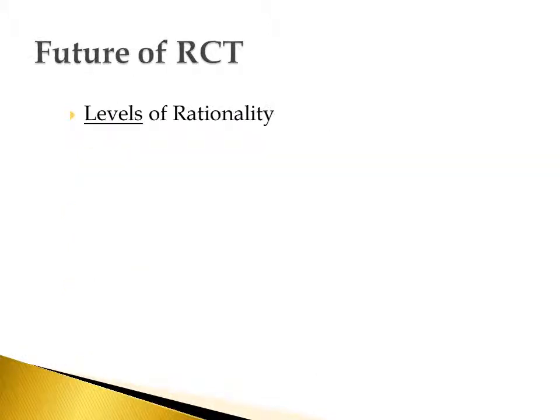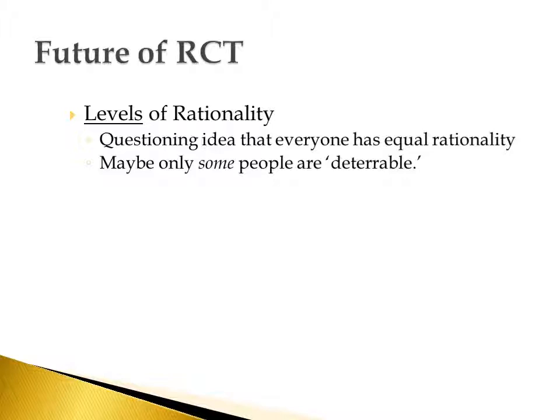In terms of where this theory is headed, the future of rational choice theory, there are a couple interesting areas of research that are currently being undertaken. The first area, which is a fairly new area of research, is the idea that there might be different levels of rationality between people. In other words, this research really questions the idea that everyone actually has an equal ability to make rational decisions. Maybe only some people are actually deterrable. Maybe only some people go through the rational choice decision-making process like we would expect.